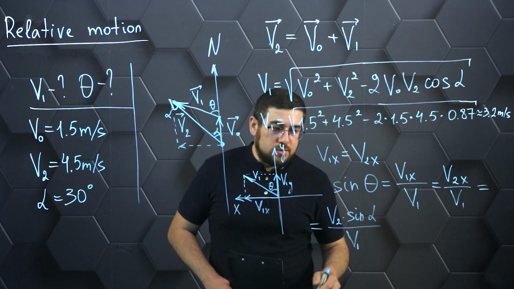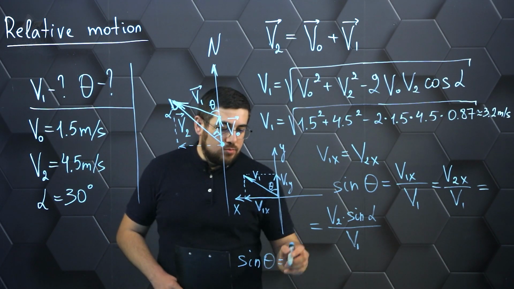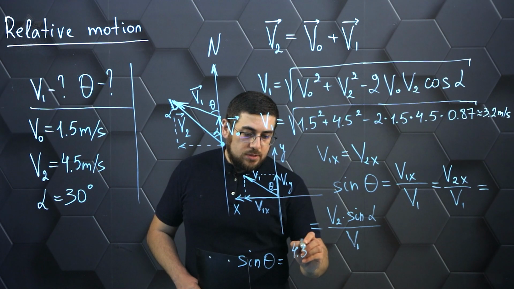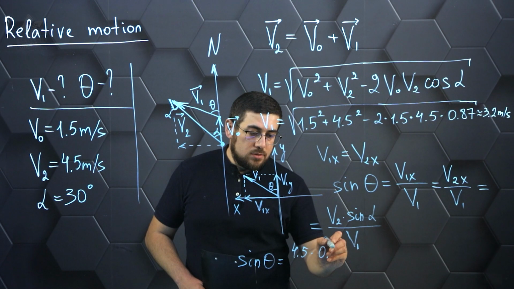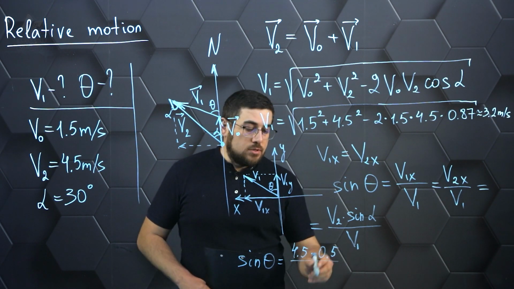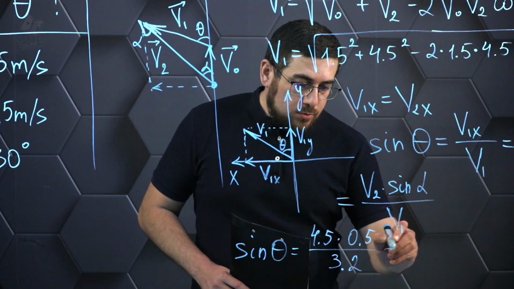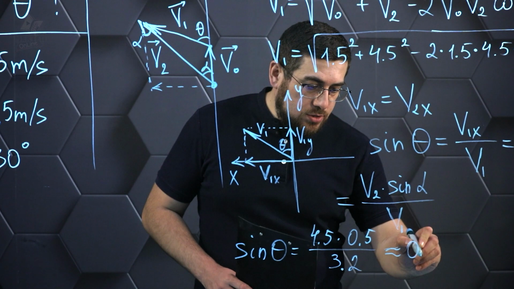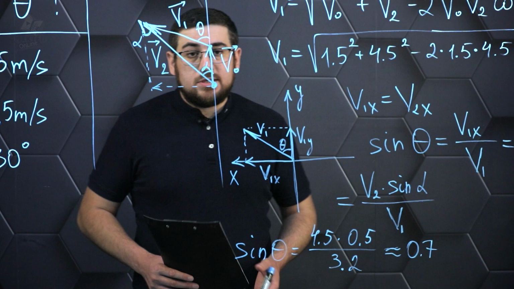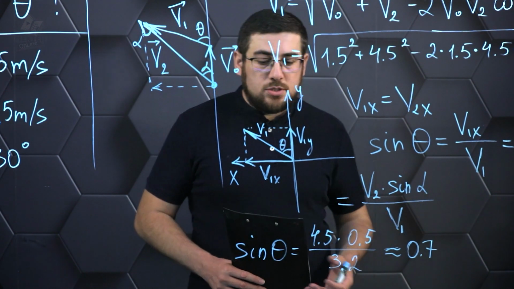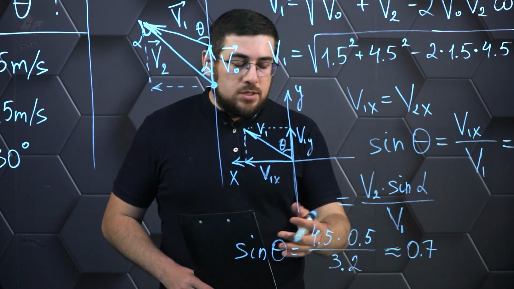It remains only to put in the values and calculate. And so the sine of angle theta is 4.5 times the sine of alpha, the sine of 30 degrees, 0.5, times ten, and divided by 3.2 tenths, and we get a value of 0.70. If we look at the Bradis table or calculate the inverse sine for angle theta and get the value of 0.7, we get for angle theta 45 degrees.